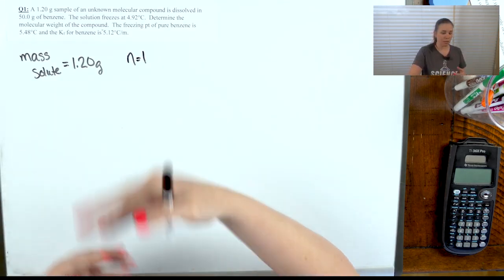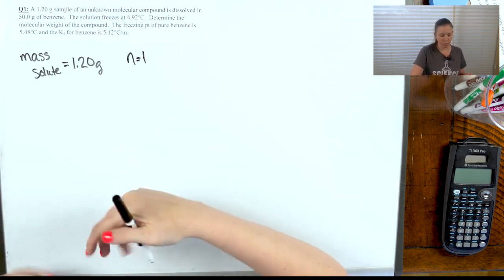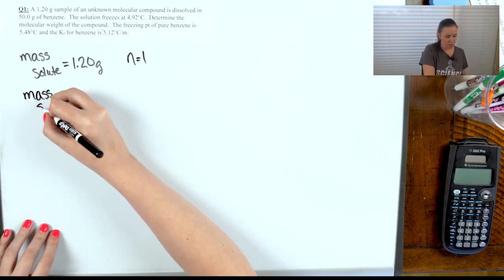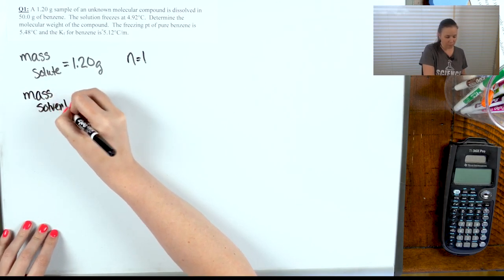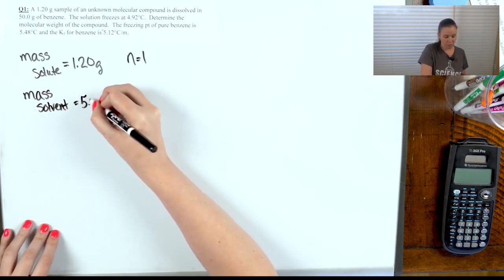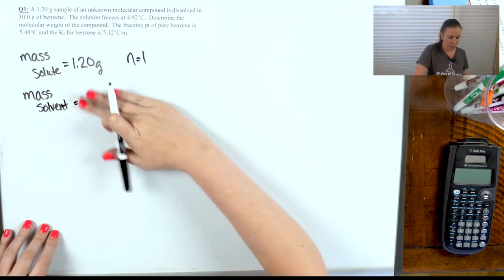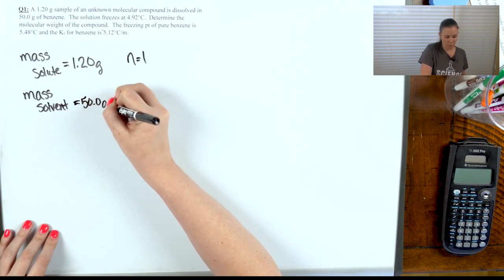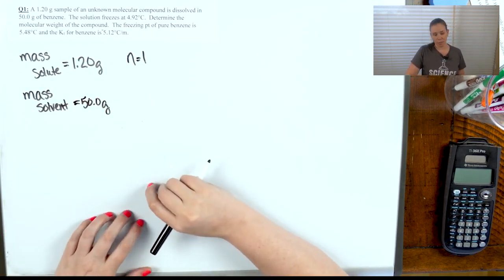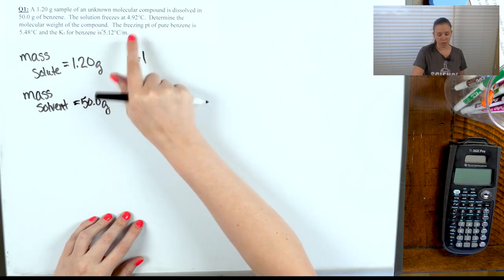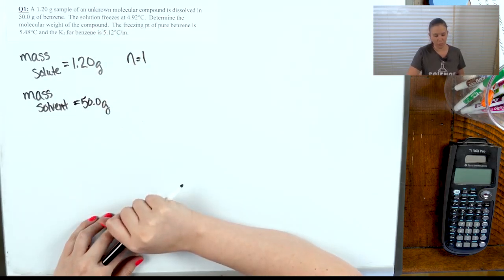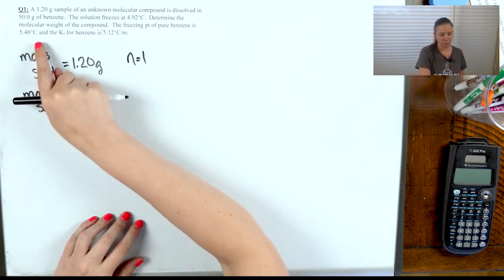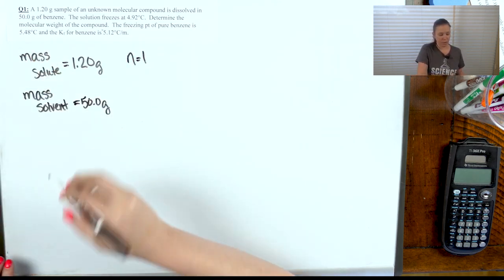So whatever's doing the dissolving would be our solvent, right? So benzene would be our solvent. So the mass of the solvent is going to be this 50 grams. Equals 50.0 grams. Now it's giving us some temperatures. We have a solution that freezes at 4.92. We're trying to find a molar mass. And then it says pure benzene will freeze at 5.48.